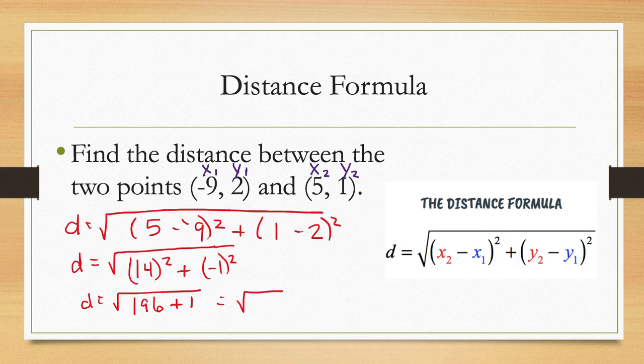So our distance is going to be the square root of 197, which does not reduce in terms of the square root, but I can write it as a decimal if I would like. So I could write my answer as the square root of 197, or I could write it as 14.04 if I'm going to 2 decimal places.